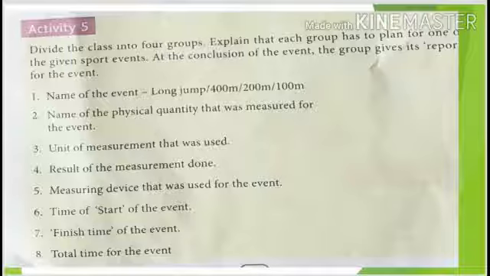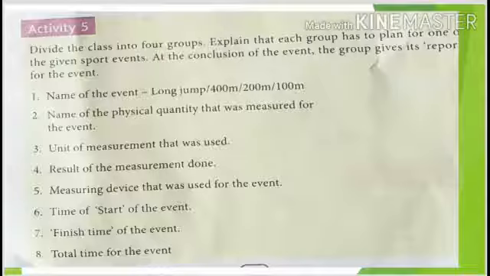But before taking my next topic, let's discuss activity number 5 given at page number 90. This will be the feedback of yesterday's topic, and we will be able to solidify ourselves on the topic physical quantities and their units and the instruments which are used to measure these physical quantities. Here you are asked to divide the class into 4 different groups, and each group will organize a sports event like long jump, 400-meter race, 200-meter race, or 100-meter race.